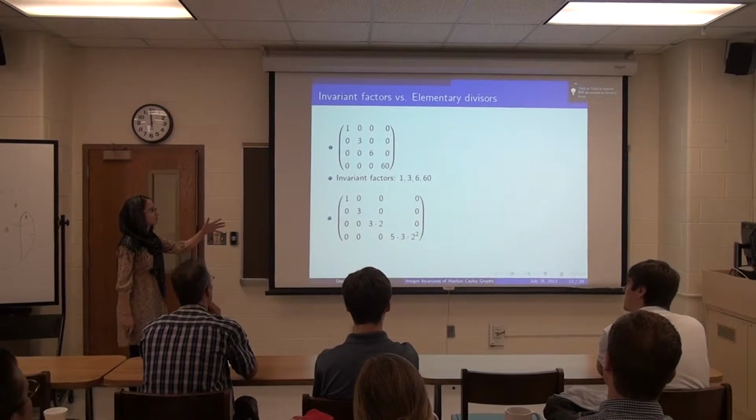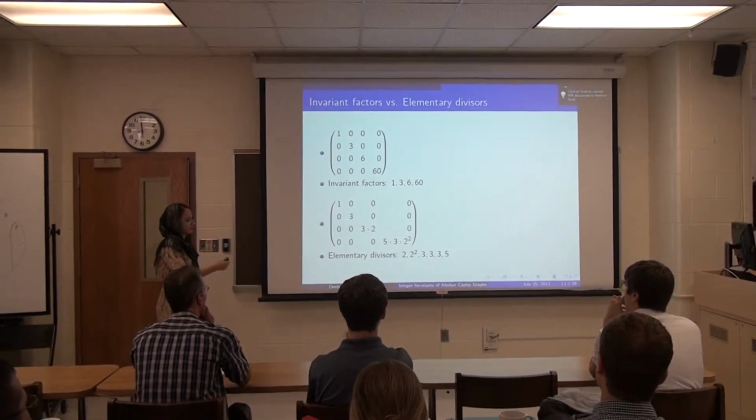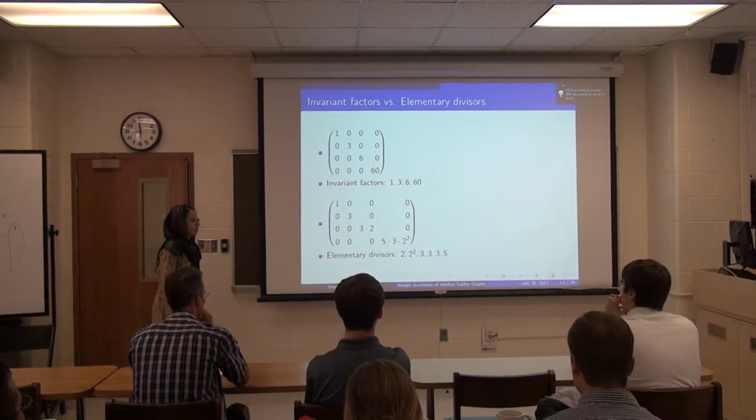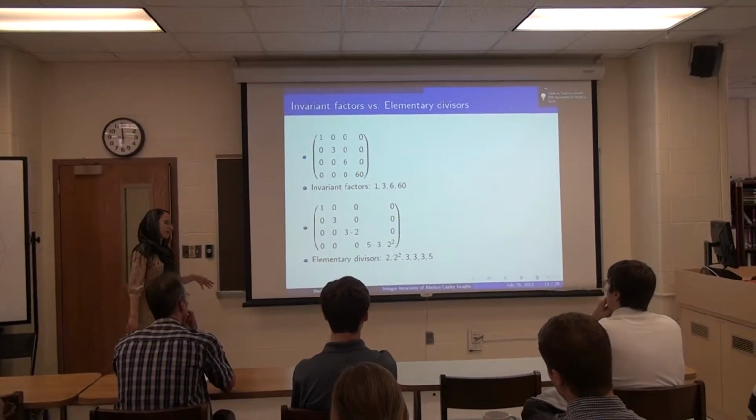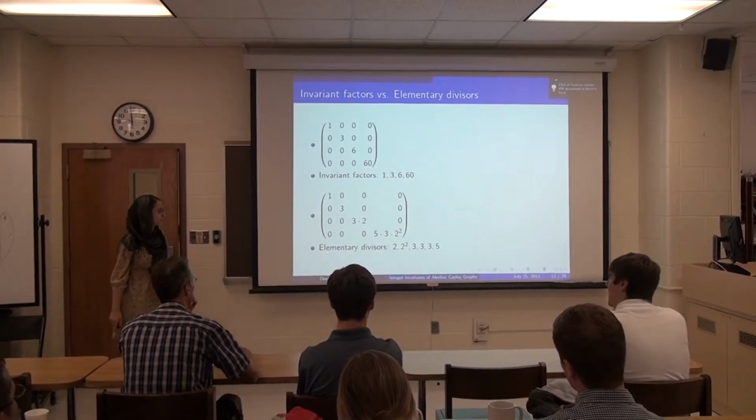However, when we factorize those numbers, we get as the elementary divisors 2, 2 squared, and then 3, 3, 3, and 5. So if I say the multiplicity of an elementary divisor, that's what I mean. I'll say like 3 occurs 3 times.